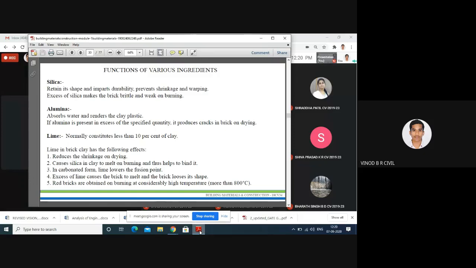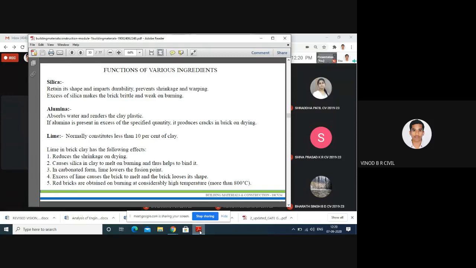And the function of various ingredients. What is the function of each ingredient, whether it is silica, alumina, or lime, magnesium, ferric oxide, etc.? What is the function of each ingredient?